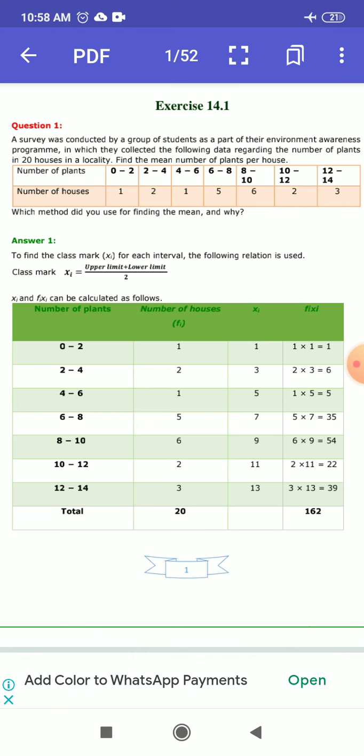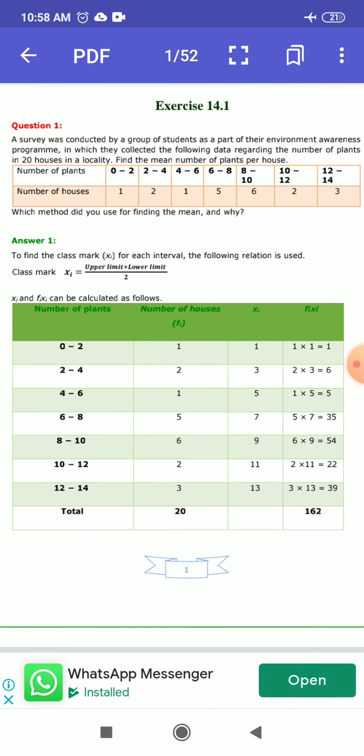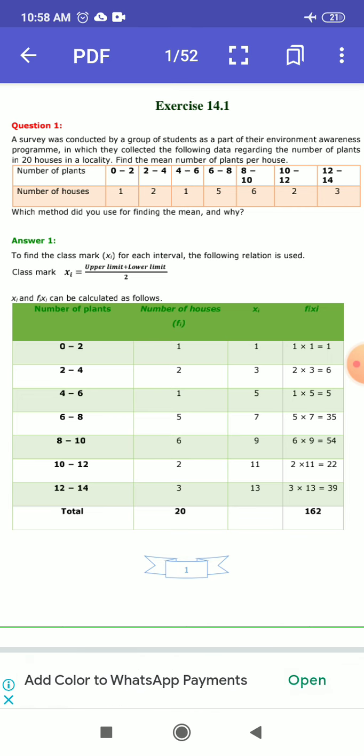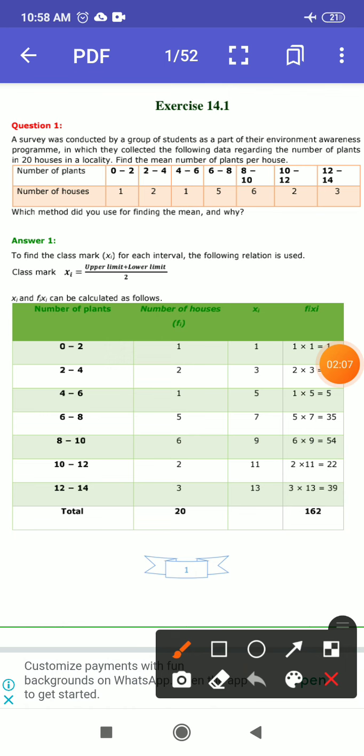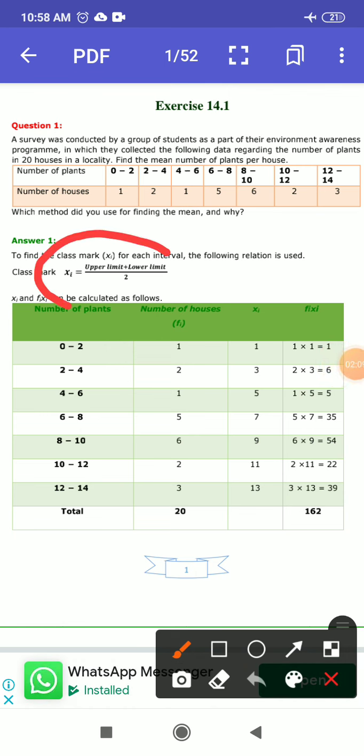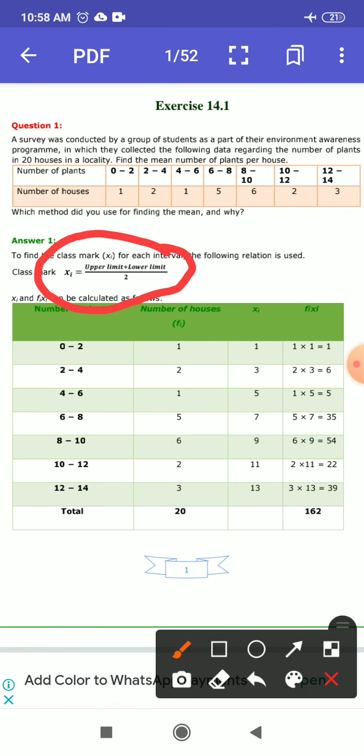I will tell you what is the meaning of class mark in the class. So I repeat again, what is a class mark? Class mark is the upper and lower limit midpoint. That is called a class mark. Here we have to write the formula of class mark. You have to see on the screen very well. This is the formula of class mark. Xi is equal to upper limit plus lower limit upon 2.